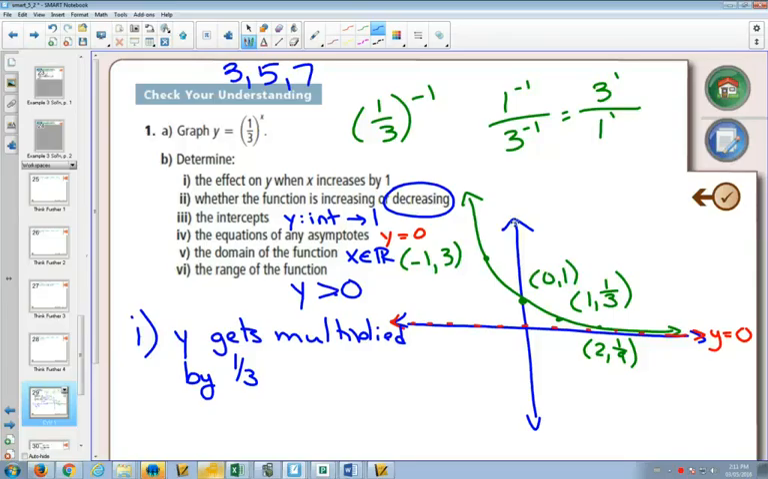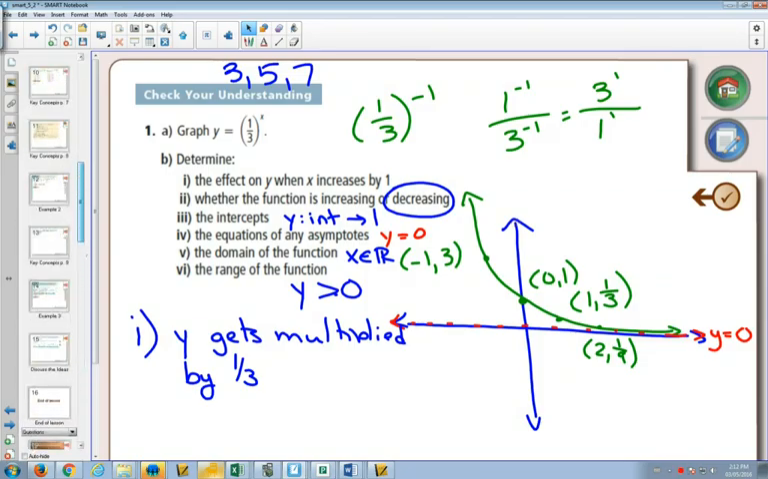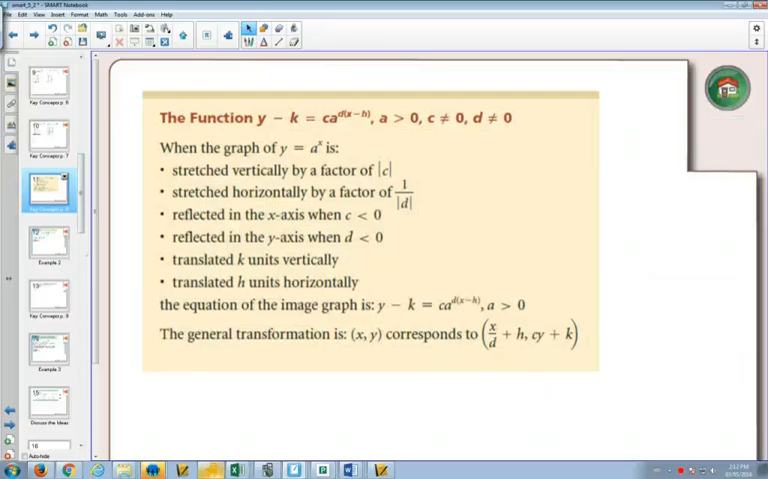So 3, 5, and 7 are some questions that you can do. Now, going back, here is an explanation of your transformations unit with exponents. I'm going to say we are not going to remember this, even though it's really easy to read.